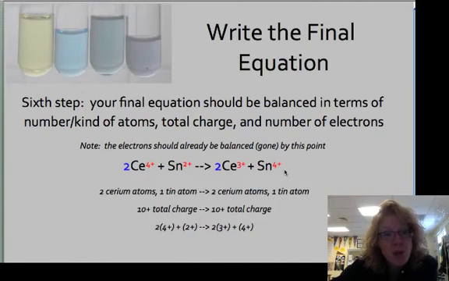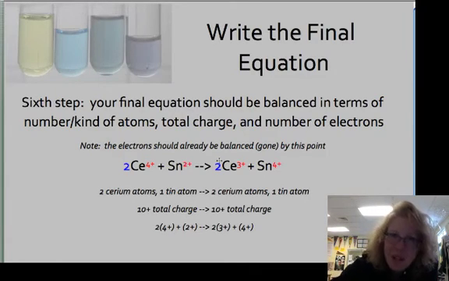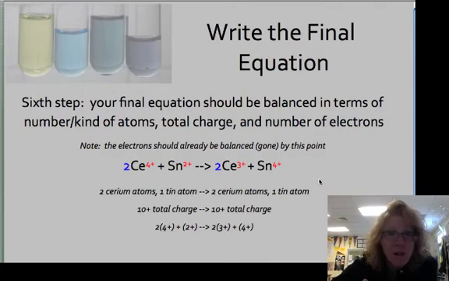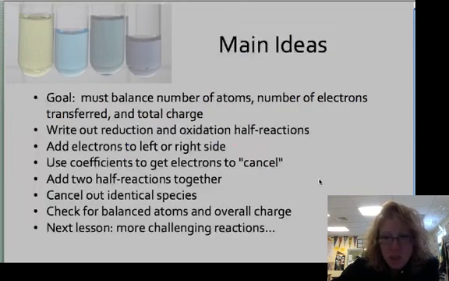Is it balanced for total charge? Well, you take a look at it. We have 2 times 4+ is 8+, and then 2+ over here gives us a total of 10+ charge on the left side. And this is not oxidation numbers, this is actual charge. And then on the right side, we've got 2 times 3+, which is 6+, and 4+, which is a total of 10+ charge on the right side. So yeah, we're balanced now, all 3 ways. Balanced by numbers of atoms, balanced by electrons. We in fact engineered it that way so they're canceled out. And now we're balanced in terms of total charge.